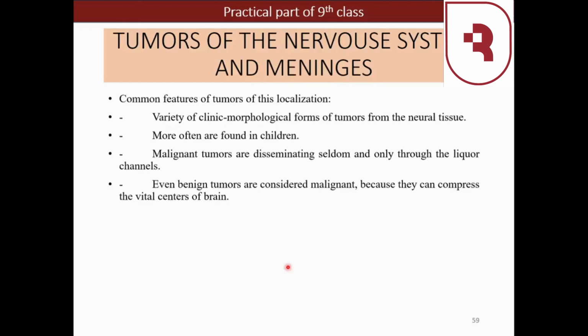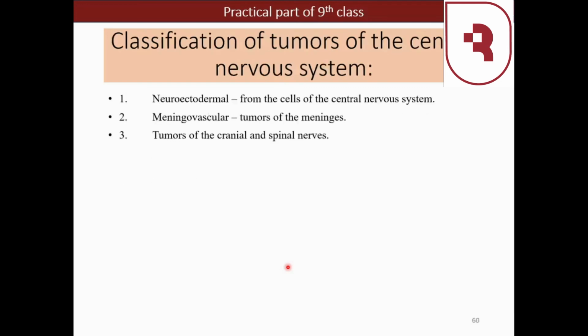Tumors of the nervous system and meninges. The common features of tumors of the central nervous system are a variety of clinical morphological forms of tumors from the neural tissue. More often, they may be found in children. Malignant tumors disseminate seldom and only through the liquor channel. Even benign tumors are considered malignant because they can compress the vital centers of the brain.